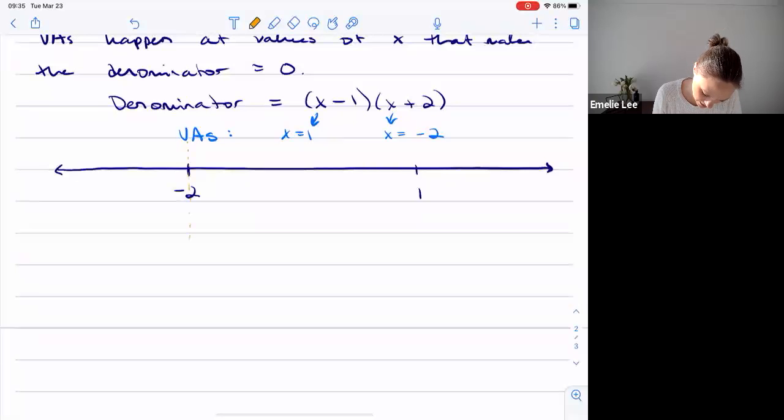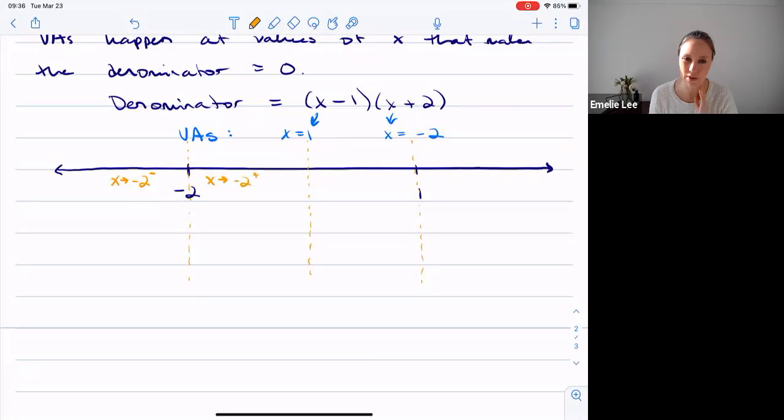So I'm going to split up my workspace here, but then I also want to split down the middle, because in this space I'm going to be approaching -2 from the right, and in this space I'm going to be approaching 1 from the left. Here, as x goes to -2, do you remember the notation we use to denote from the left? We use a little negative in the superscript. And here, x is approaching -2 from the right, so we use a little plus in the superscript. Here, x is approaching 1 from the left, and here, x is approaching 1 from the right. So these are the 4 regions that we have to look at.